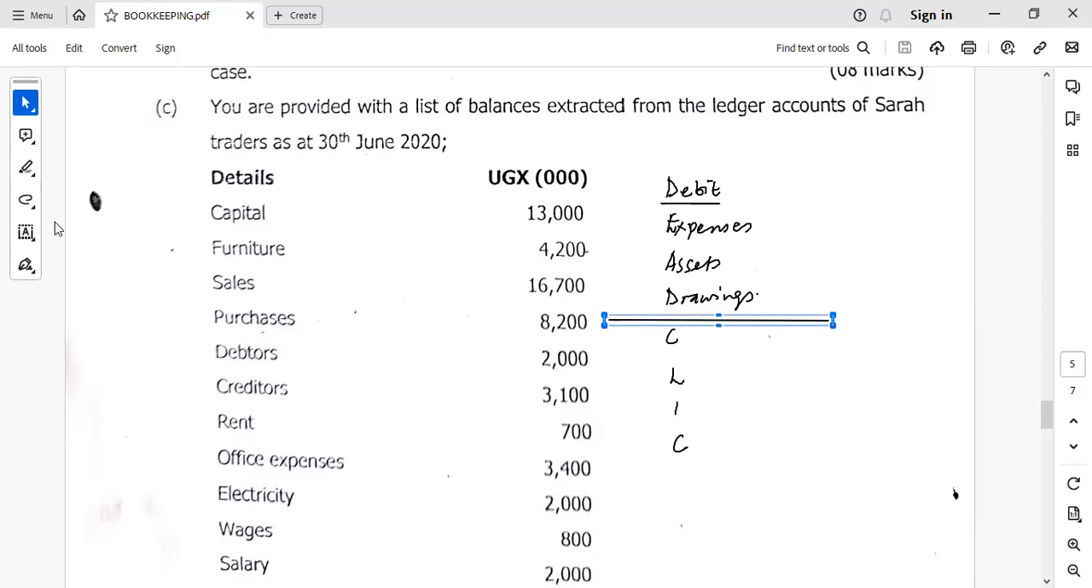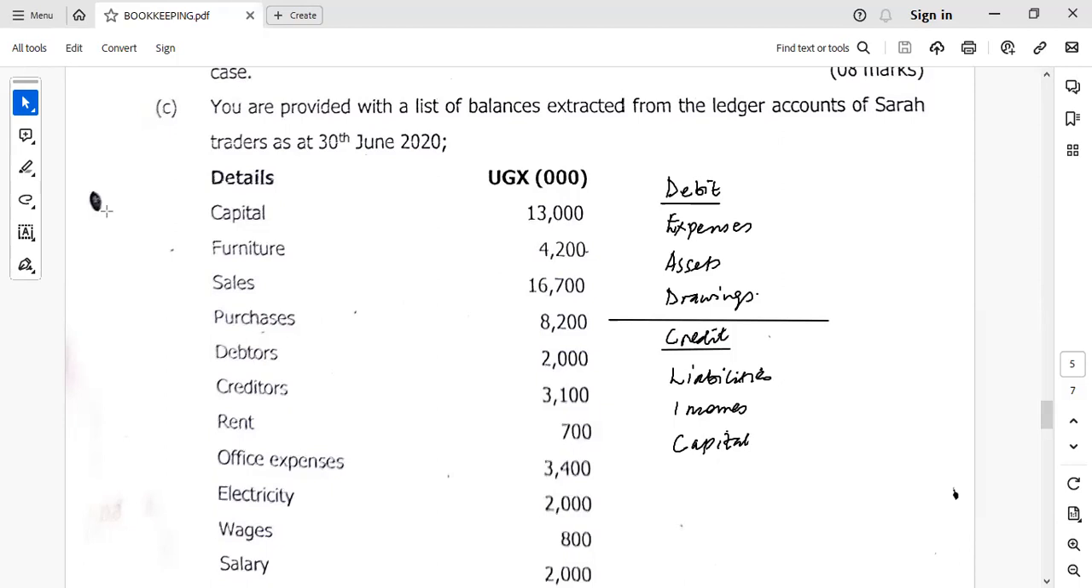Then we also have C, which stands for credit, whereby liabilities have a credit balance, incomes a credit balance, then capital also has a credit balance. So you can follow this. If you're to extract a trial balance, you need to know which account has a debit balance and which account has a credit balance.